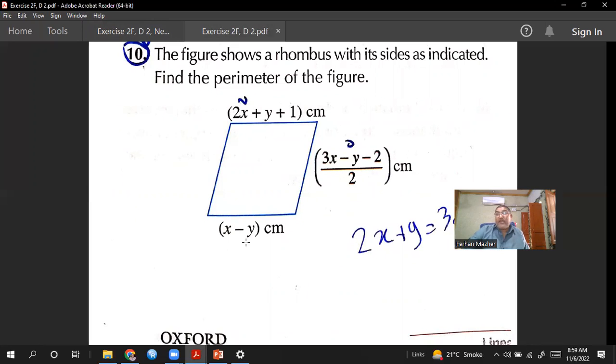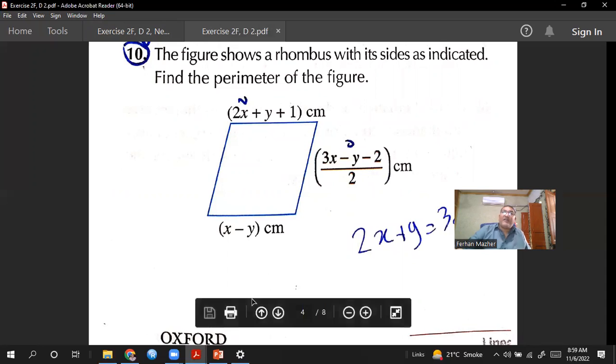So from here, I will make two equations, and then I will solve them. I will find the value of x, I will find the value of y, and then I will find out the lengths, and then I will add them. So that will be the perimeter.